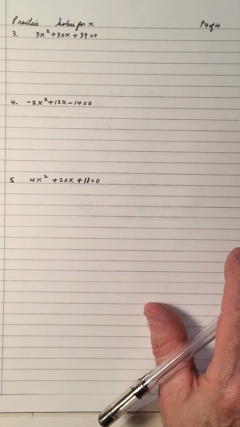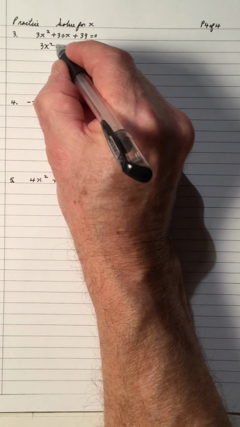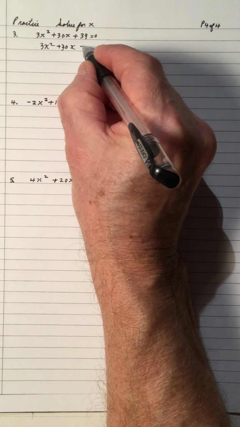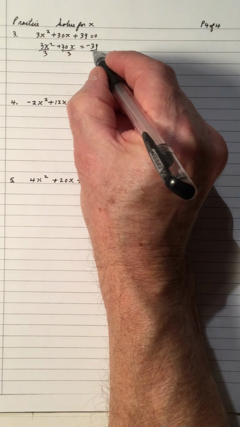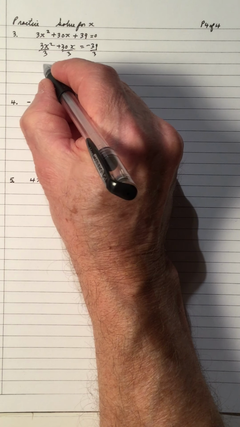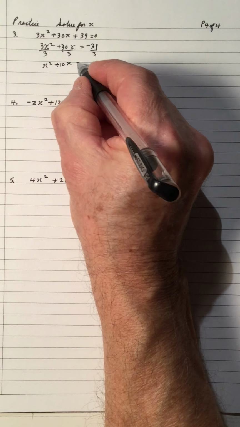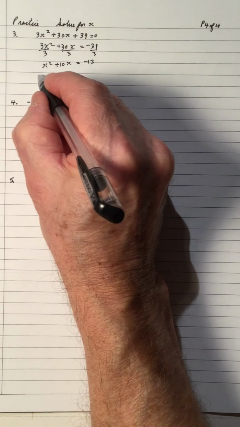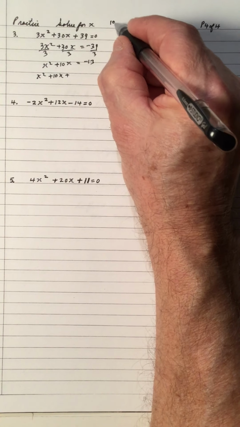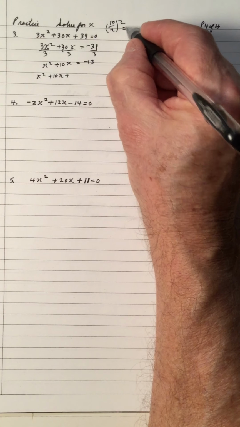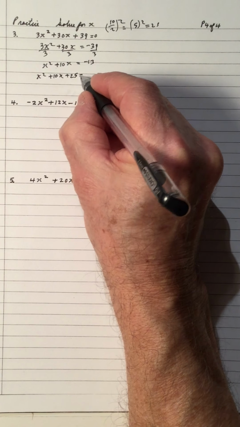Next ones. Here we go. Solve for x by completing the square. Again, 3x squared plus 30x equals negative 39. We divide by 3 because we want the x squared to be a 1. Coefficients 10 and negative 13. And x squared plus 10x. And again, we take 10 divided by 2 and square it. That's 5 squared, so that's 25. So 25 completes the square.